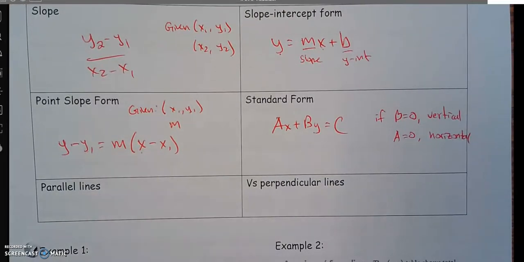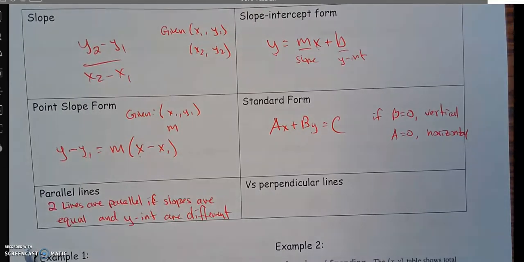Now, two lines are parallel if the slopes are equal and the y-intercept is different. Okay, you're probably always going by two lines are parallel if the slopes are the same. We do want to have different y-intercepts, because if they have the same slope and the same y-intercept, then they're the same line. So you're not really dealing with two lines that are parallel, you're dealing with the same line.